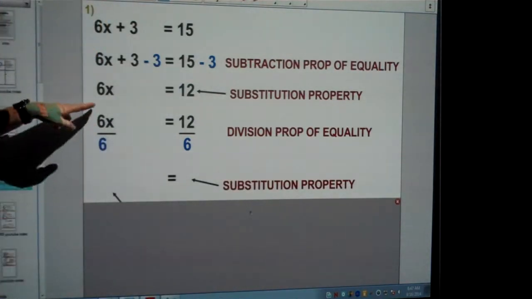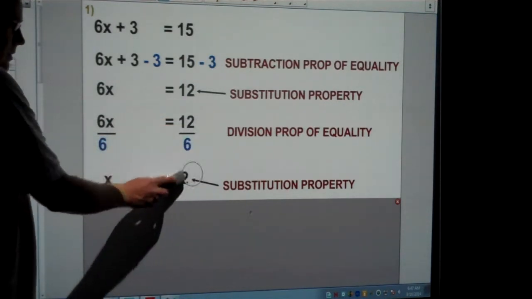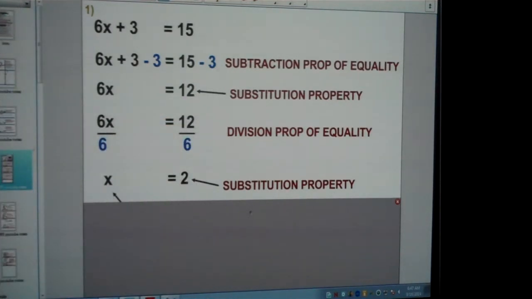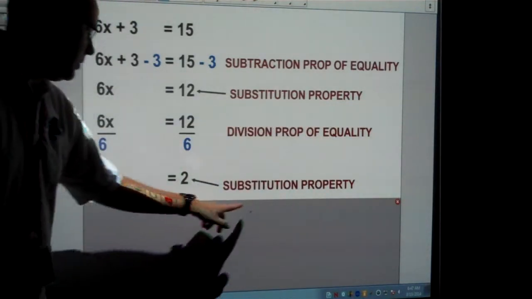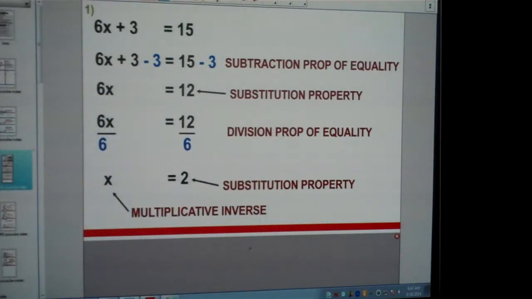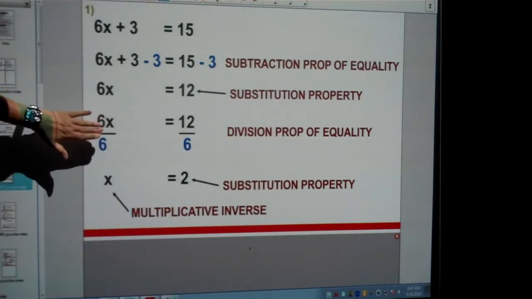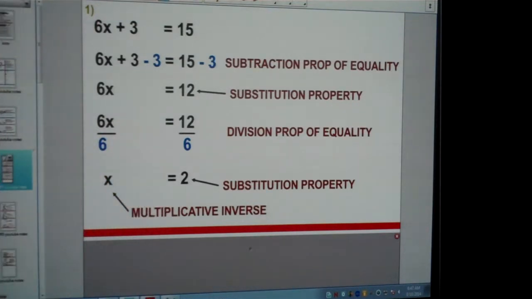And then we can cancel this, so 6 divided by 6 is just going to be 1, so 1x. 12 divided by 6 is 2. This time I divided both sides, so it was equality again, but this time with division. 12 divided by 6 I just worked out, so that's a substitution property. And then 6 times by 6 and divided by 6, they're inverses, so that would be the multiplicative inverse, which is why I know it is x.